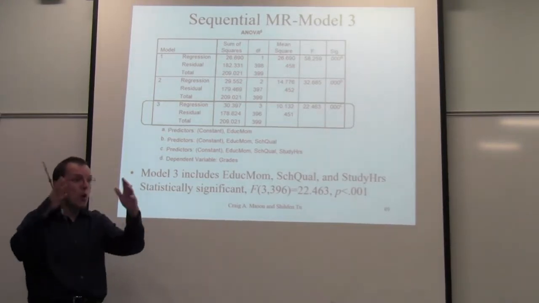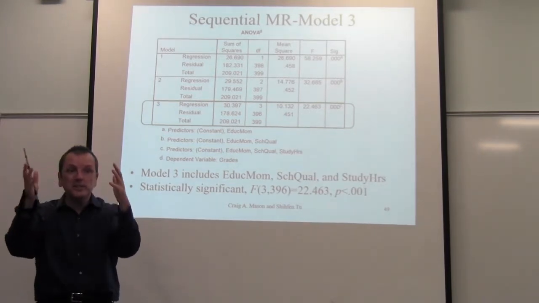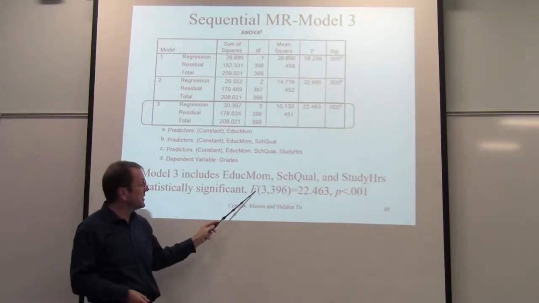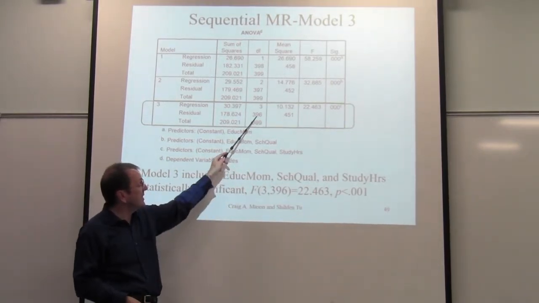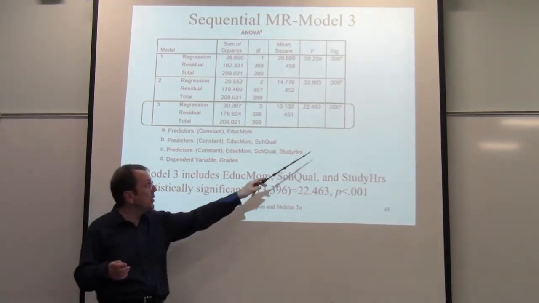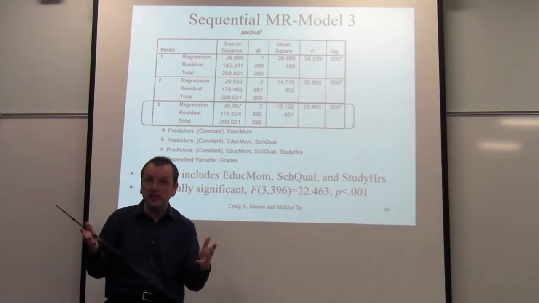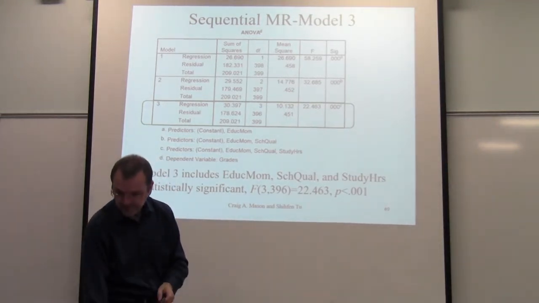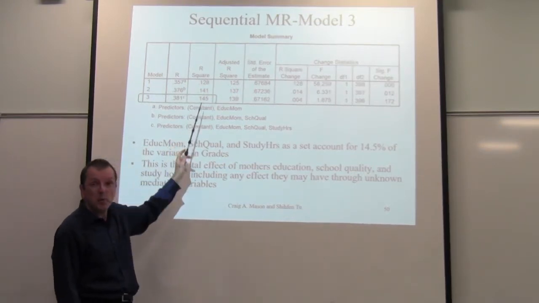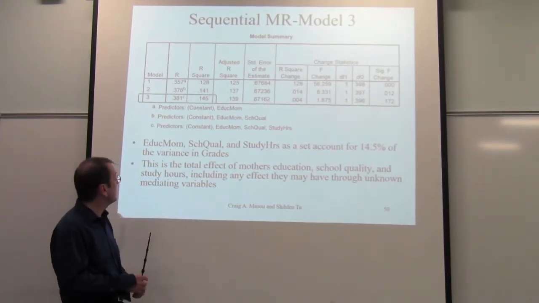Model 3, the total model, this is the effect of all 3 variables as a team, is statistically significant. F with 3 and 396 degrees of freedom is 22.463. P is less than 0.001. So that total model altogether is still statistically significant. The total model altogether accounts for 14.5% of the variance. 0.145 is our R squared.